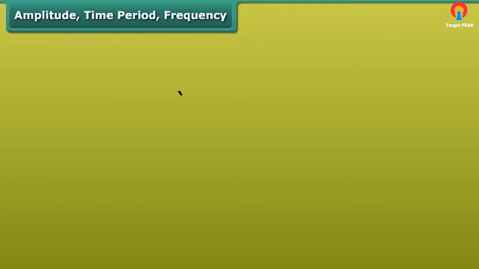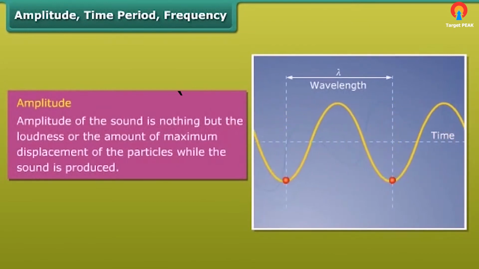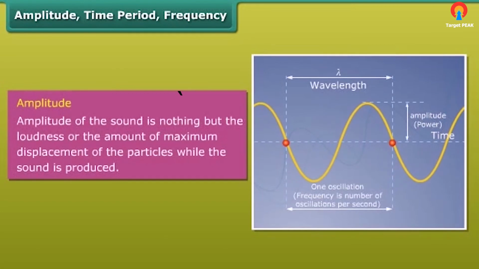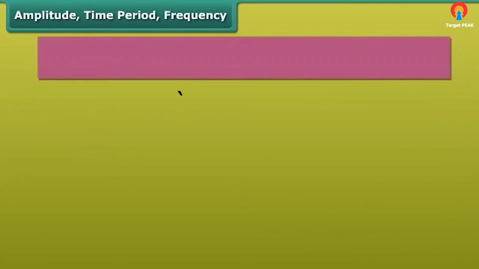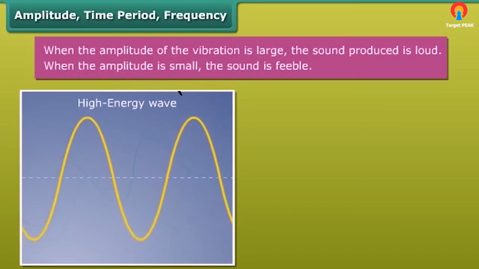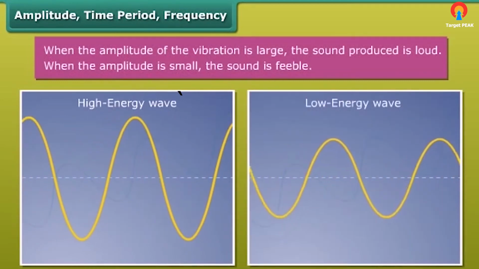Amplitude, time period, frequency. Amplitude. Amplitude of the sound is nothing but the loudness or the amount of maximum displacement of the particles while the sound is produced. When the amplitude of the vibration is large, the sound produced is loud. When the amplitude is small, the sound is feeble.